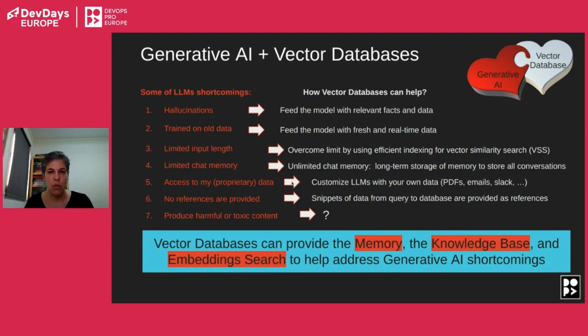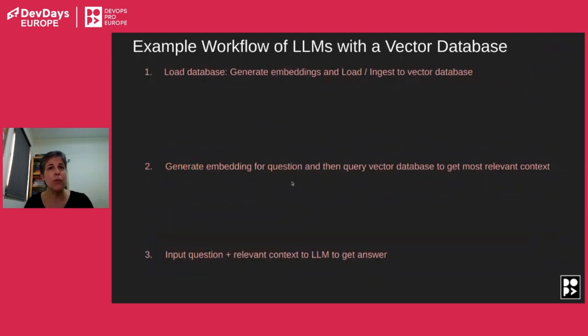Okay, so how does it work? Essentially, we have three steps to integrate the knowledge in vector databases into LLMs for our use case. First of all, we need to load the database. We have to load the database with all the documents that we think are relevant. Maybe it's the whole product catalog. Maybe it's all the 10K documents generated by a certain industry. Maybe it's all the Slack messages and email messages in your organization. So we need to generate embeddings for that data and ingest them into the vector database.